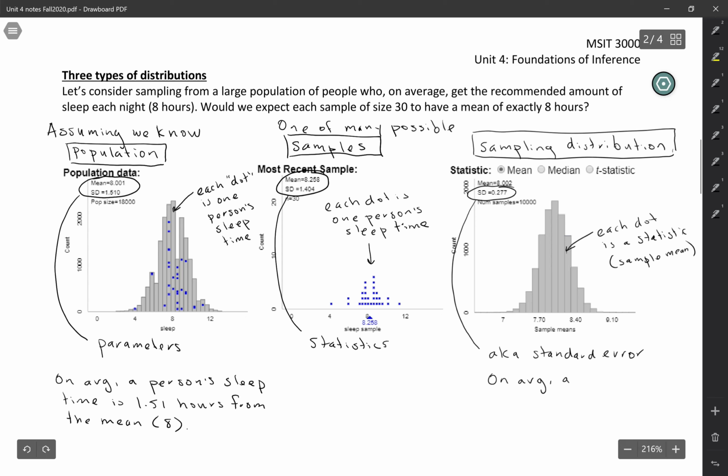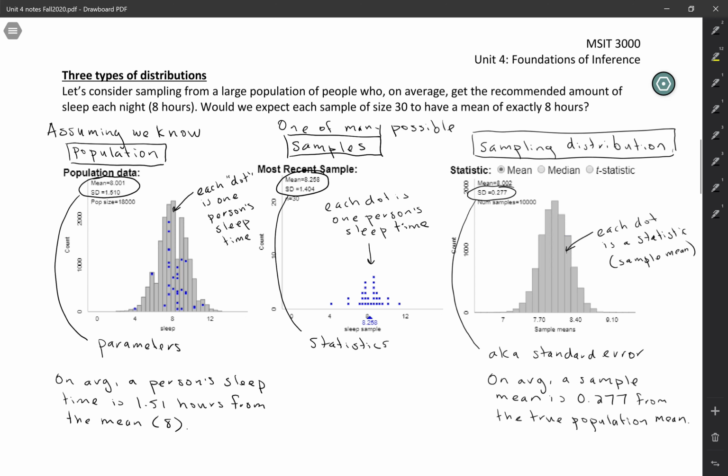So we would say on average, a sample mean, that's what our dots represent, is 0.277 from the mean, which in this case is 8. So that value is the true population mean. So we have our sampling distribution centered at the true parameter.